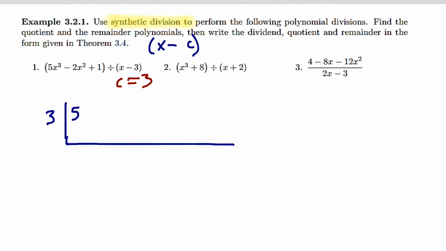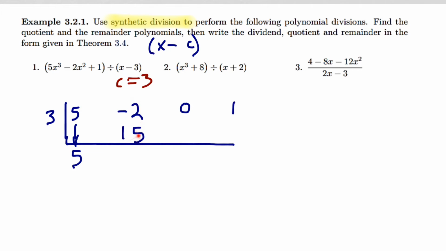So the first one is a 5 for the 5x cubed. Then you need a space. Then a minus 2 for the x squared term. And then a 0 for the missing x term. And then a 1 for your constant term. Next step is you bring down the first number underneath the line. Okay, then you multiply these two numbers together. 3 times 5 is 15, and you bounce back up and you put it right here.